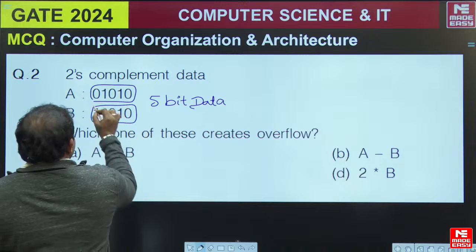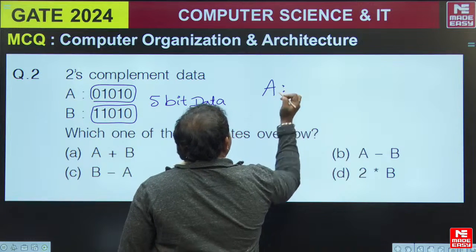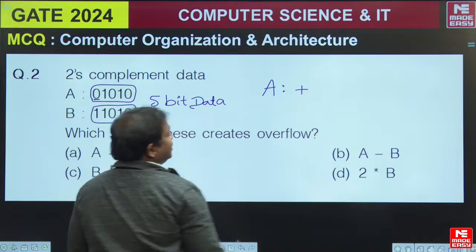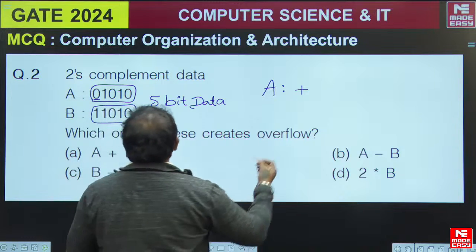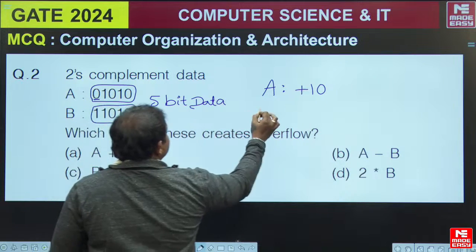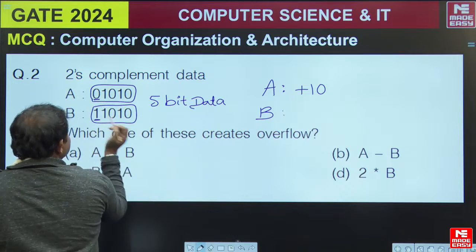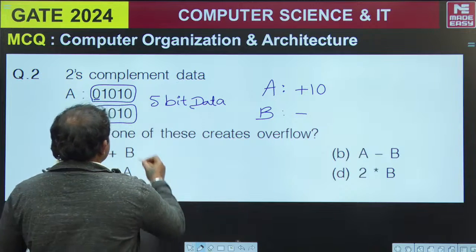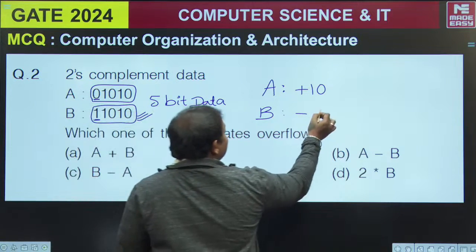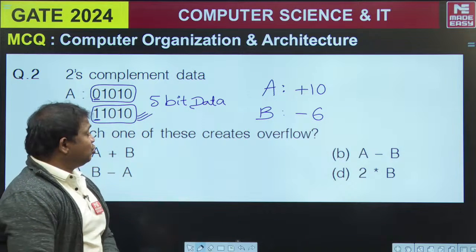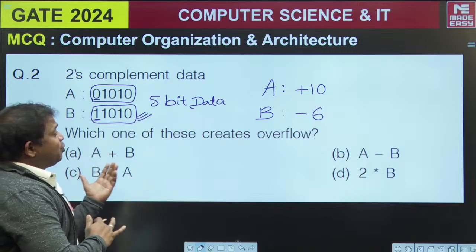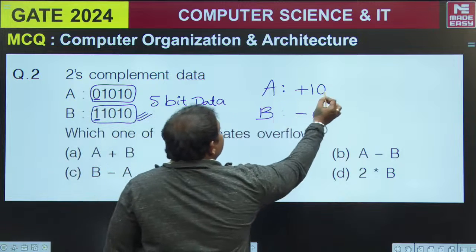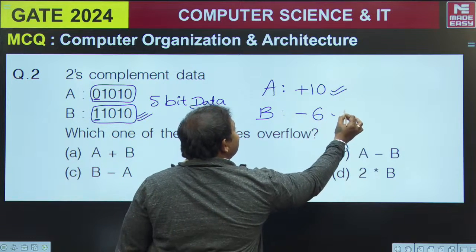So if you see the A value, here binary data is given, the MSB bit is 0. MSB bit 0 means the sign is positive. Positive data is not in the complement format, so the direct value is plus 10. Now come to the B value. B, MSB bit is 1, sign is negative. So negative data is in the 2's complement format. Once we take the 2's complement of the given binary code, the equivalent decimal value is -6. You know the conversion, no need to explain that. When the sign is positive, no need to take the complement. When the sign is negative, we need to take the 2's complement. So A equivalent decimal value is plus 10, B equivalent decimal value is minus 6.